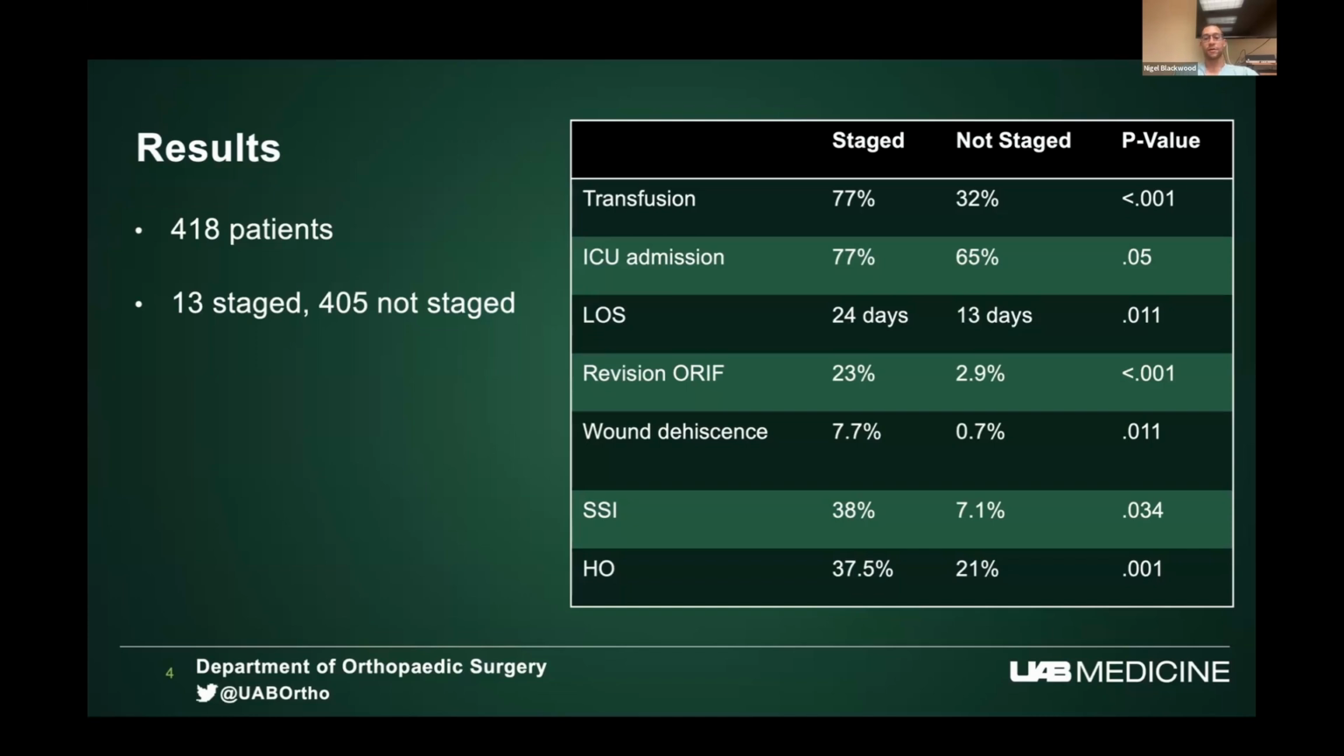So what we're doing is a matched analysis where we're matching each staged patient to 2 non-staged patients based on their characteristics such as age, BMI, comorbidities, and injury severity score, which is basically how many systems in their body are injured and things like that. And then we're going to also match them based on fracture characteristics in order to get a better comparison.